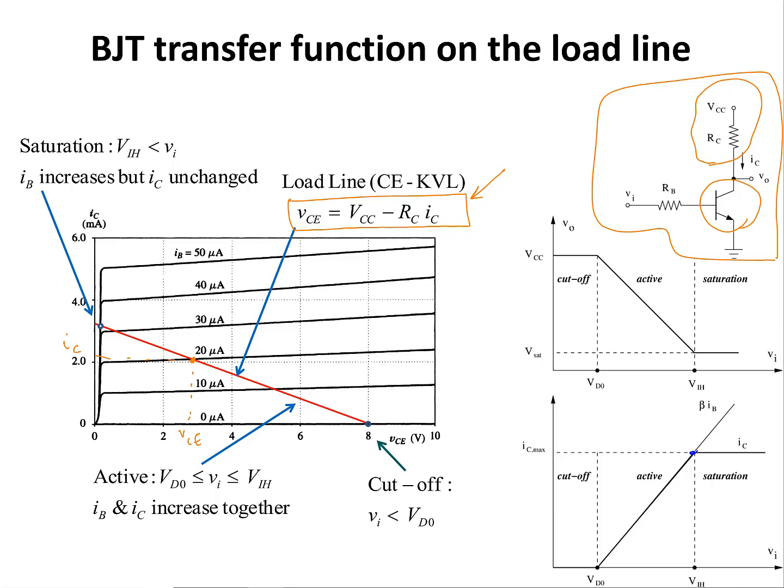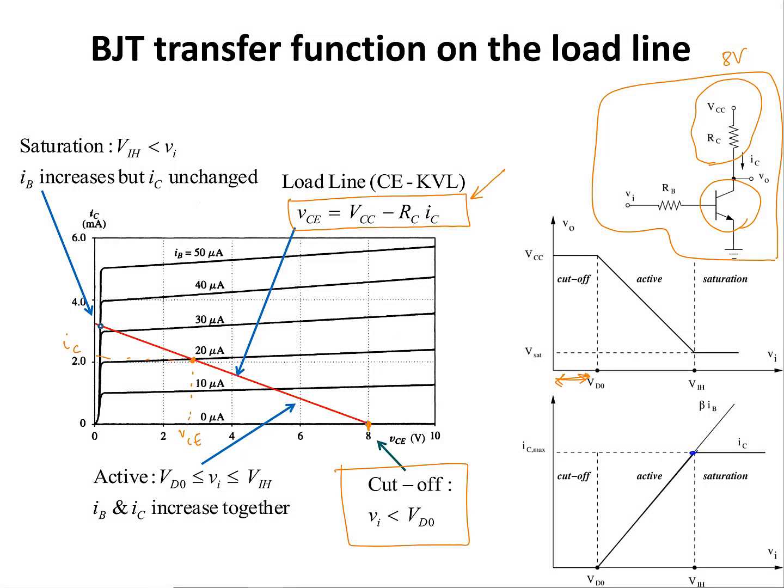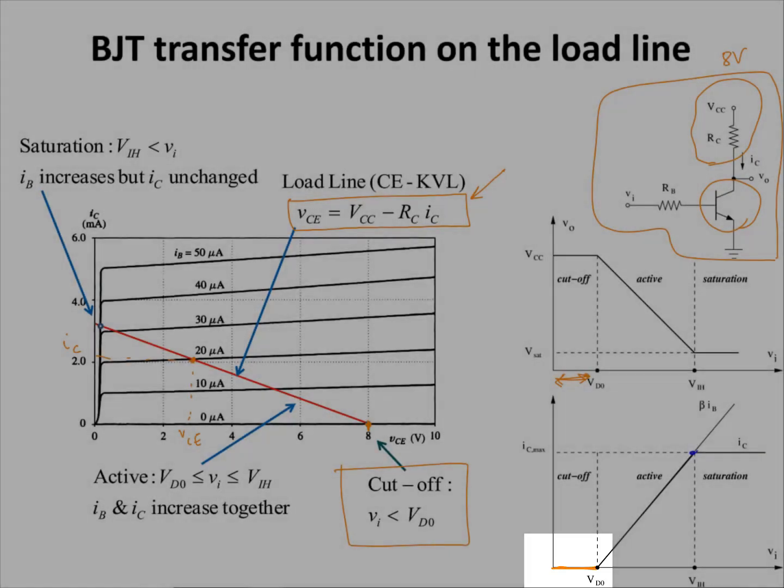Now let's look at this region, which is the cutoff region for my transistor. For VI values between 0 and VD0, the value of VCE is equal to VCC, which is 8 volts. I'm using VCC of 8 volts here. So at this point, IC is equal to 0. So this point is one of the points of this line, and also it's a point on the IV curve of this BJT. So it's a valid point. And for VI values between 0 and VD0, IC is equal to 0.